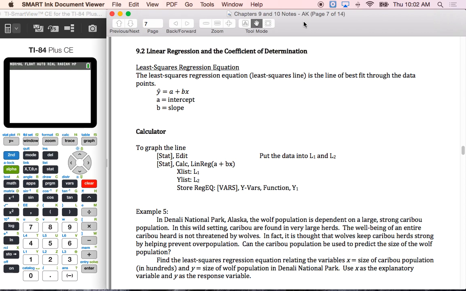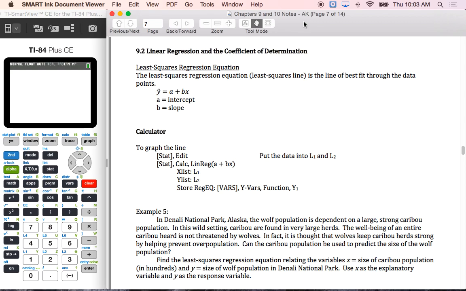9.2 is linear regression and the coefficient of determination. You have a least squares regression equation, that's y equals a plus bx. They use it as y hat instead of y, but it means the same thing for us. A is your intercept, b is your slope.